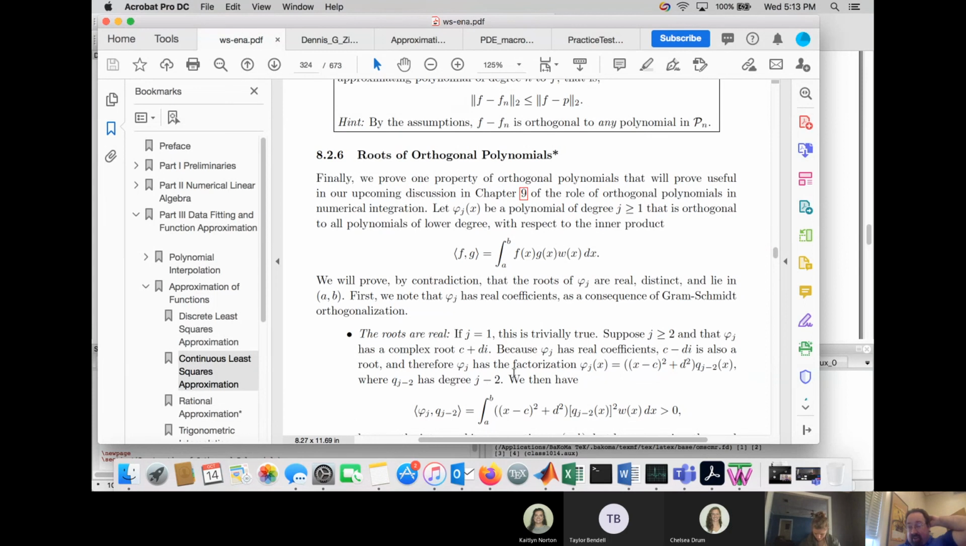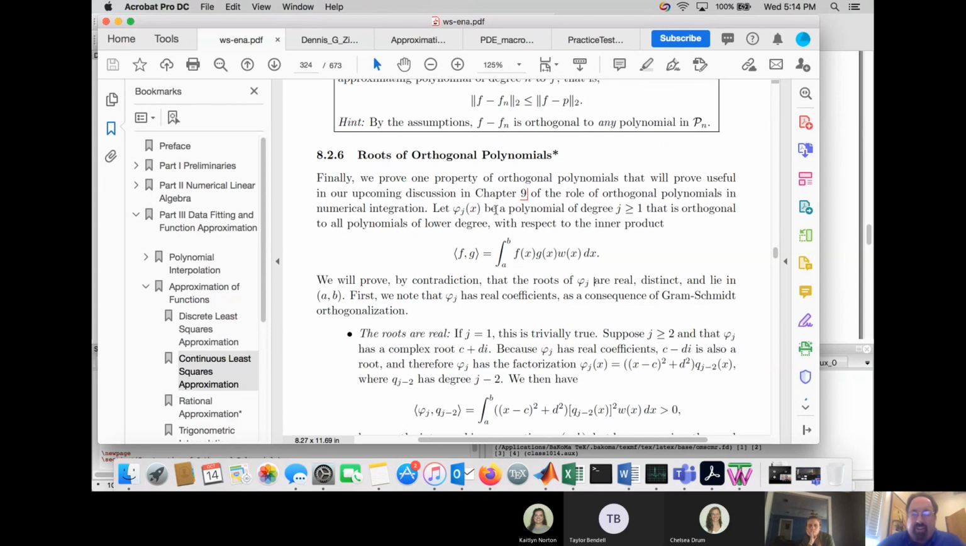And that is going to be very helpful to us later when we want to use roots of orthogonal polynomials for purposes of approximate integration. Because we're trying to approximate an integral on the interval AB, and we want to evaluate the integrand at points within AB. So knowing that the roots of these orthogonal polynomials will lie within AB is very helpful, because that means those roots are viable choices of points to evaluate your integrand at.